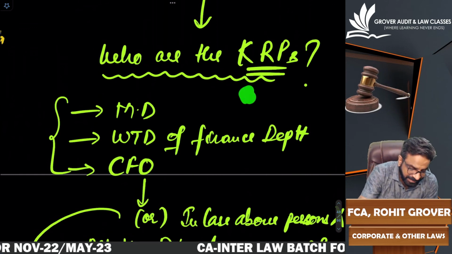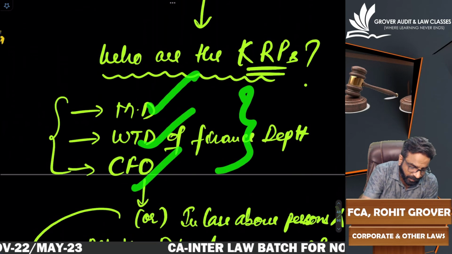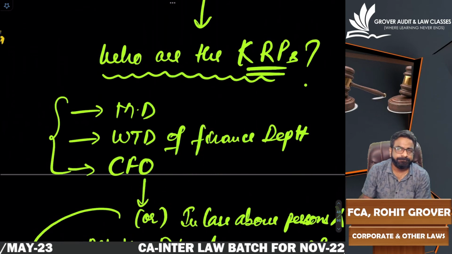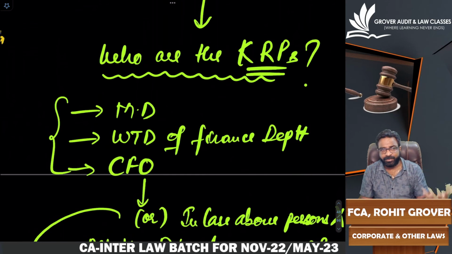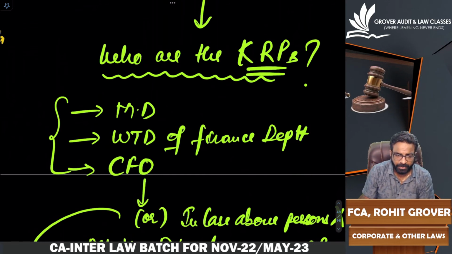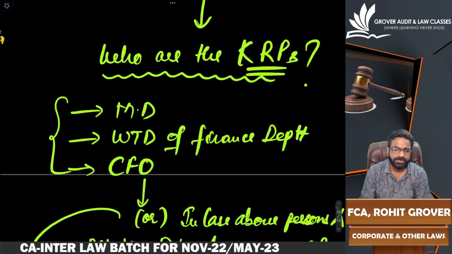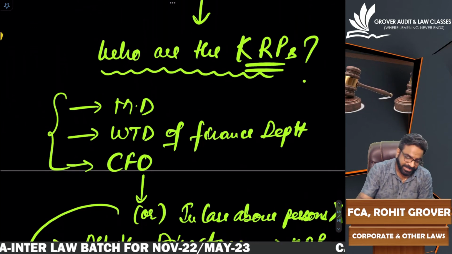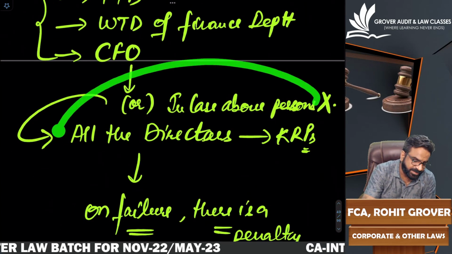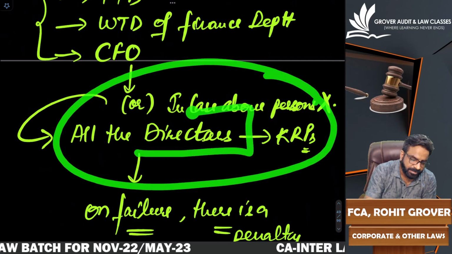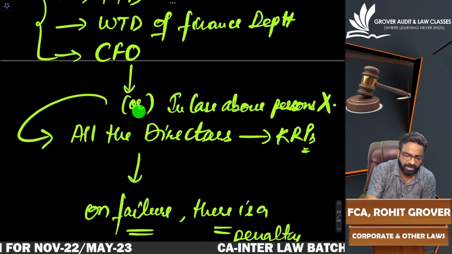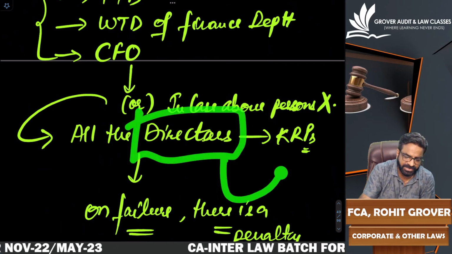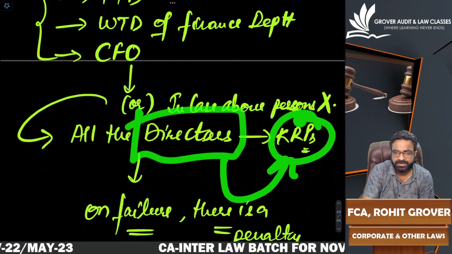Now listen to this, Omel. Is it possible that every company will be able to afford these 3 people? No, sir. These are very high salary based employees. Am I correct? Yes, sir. So it is difficult or it is very easy? Difficult. So in such cases, the company may give this responsibility to directors. So in such case, all the directors will be held responsible.